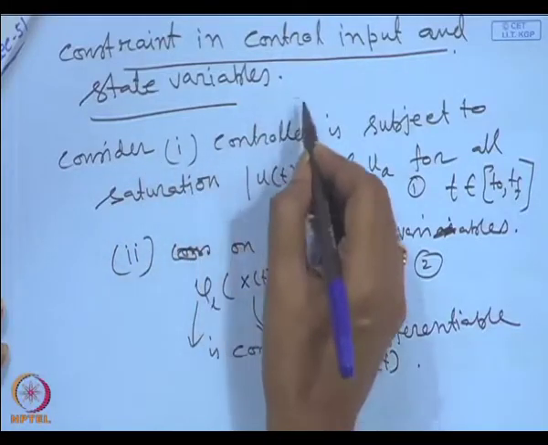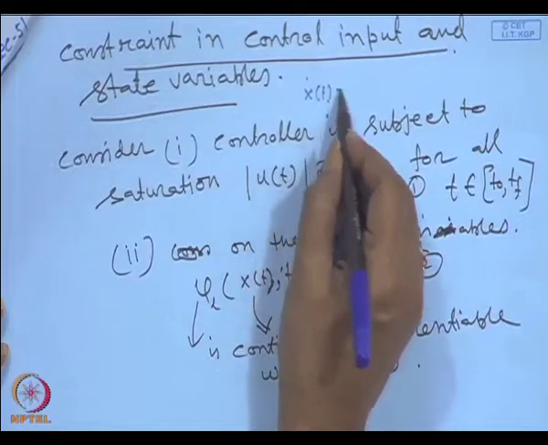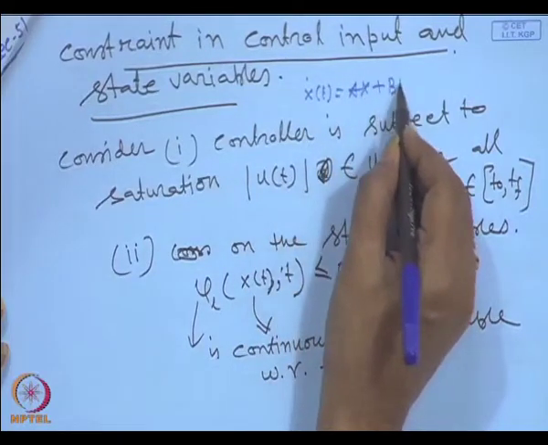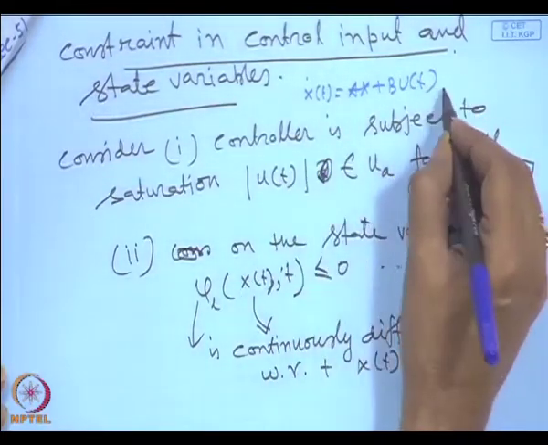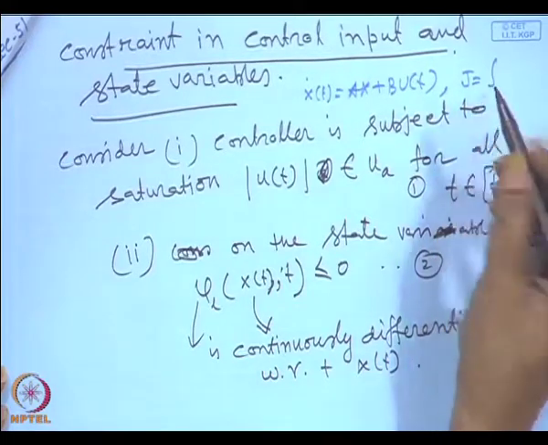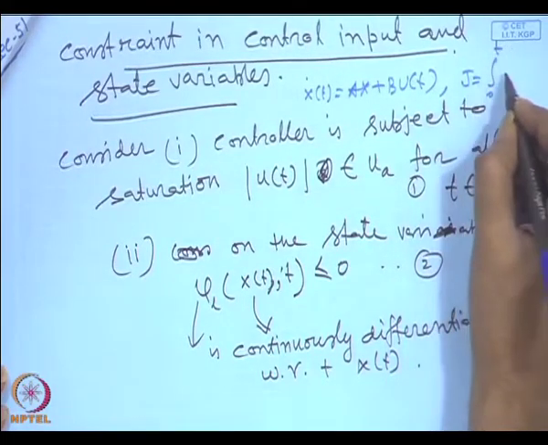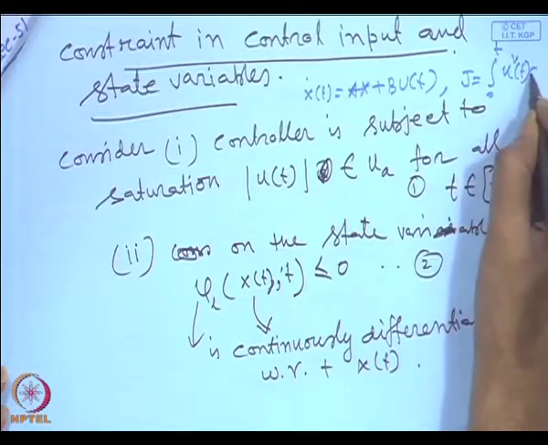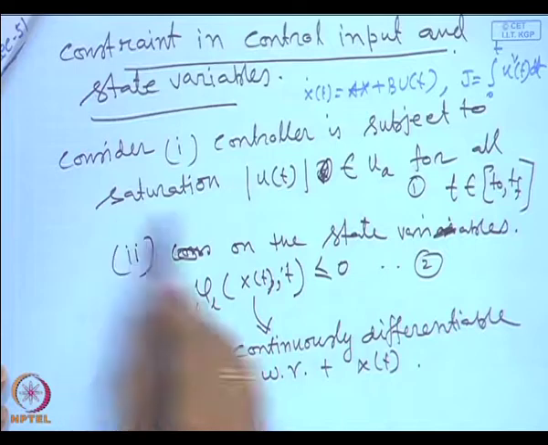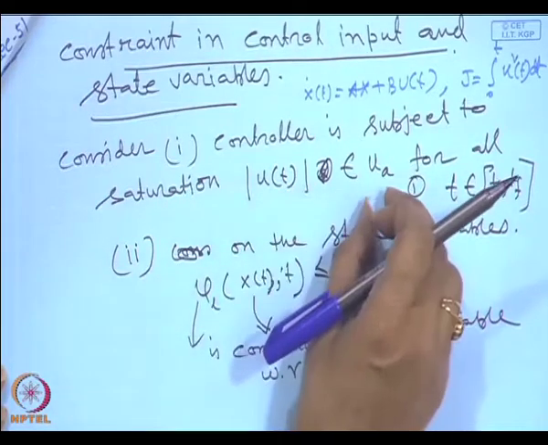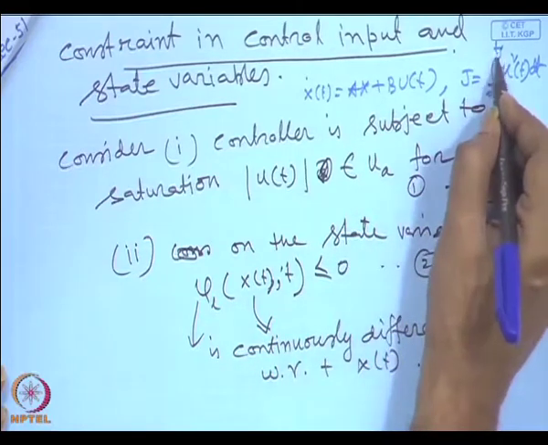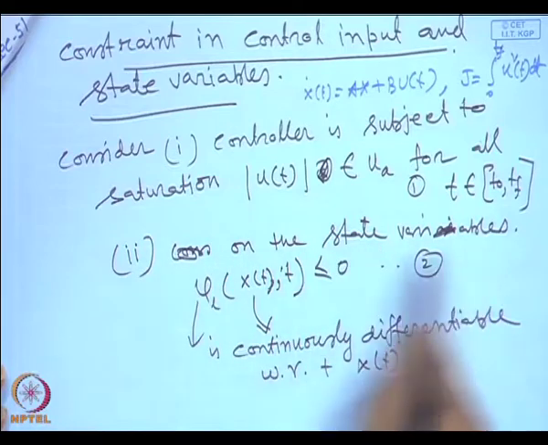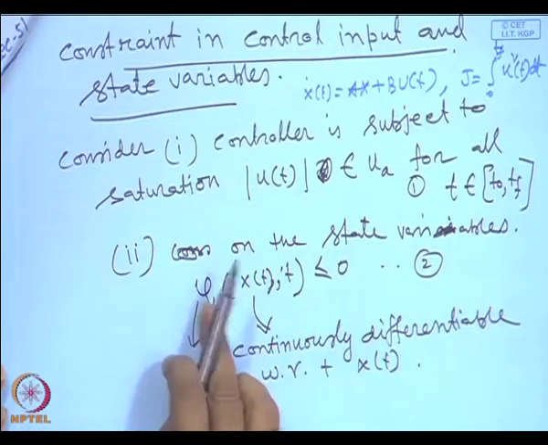So, our statement of the problem is this. First let us consider the system x dot is equal to A x plus B u. Our problem is to minimize the performance index, which is the control effort minimization, subject to the constraint that the magnitude of u of t belongs to u of a for all t from 0 to t f, and the constraint on the state variable is this one.